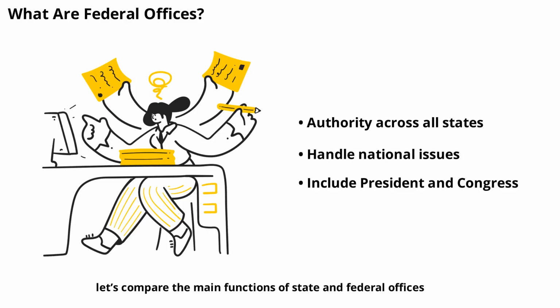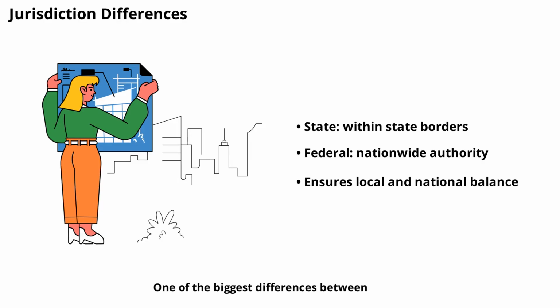Now, let's compare the main functions of state and federal offices. One of the biggest differences between state and federal offices is their jurisdiction, or the area over which they have authority. State offices only have power within their own state's borders, while federal offices have authority that spans the entire country. For example, a state governor can make decisions that affect only their state, but the president's decisions can impact all Americans. This separation ensures that both local and national interests are represented and managed appropriately.